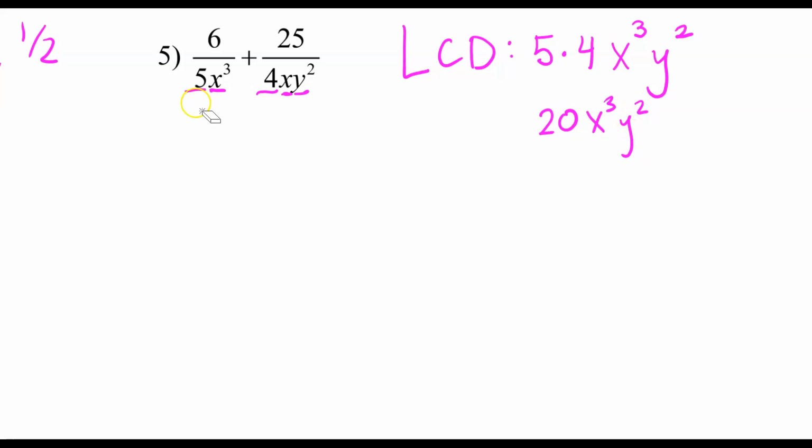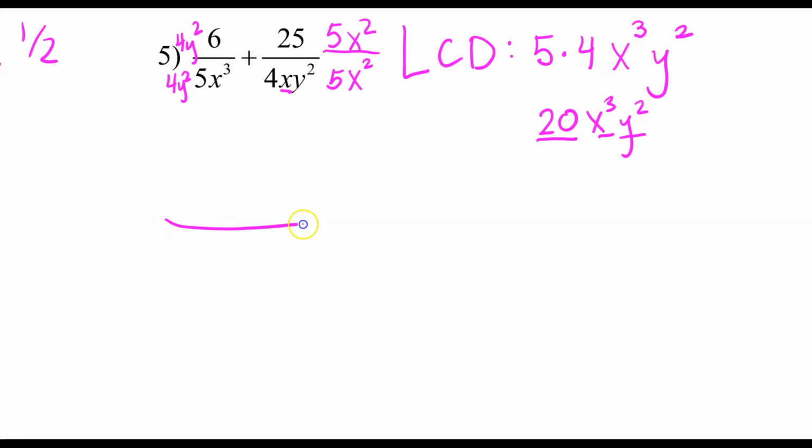So in order to create that LCD, I'm coming back to my original, and I have 5. And so I need to multiply by 4 y to the 2nd on top and bottom. On the other side, the 4, I'll times that by 5. And I have x, then I need to get to x to the 3rd. So I need 2 more x's, x to the 2nd power. So altogether, that's going to be the denominator 20 x to the 3rd y squared.